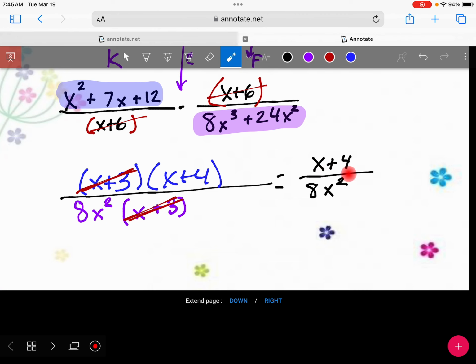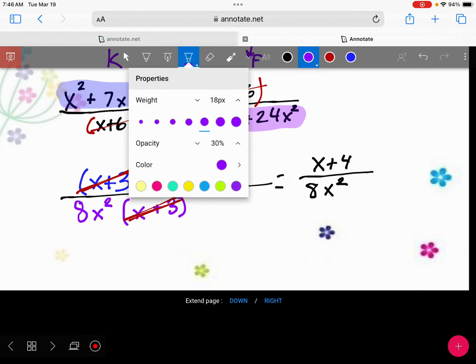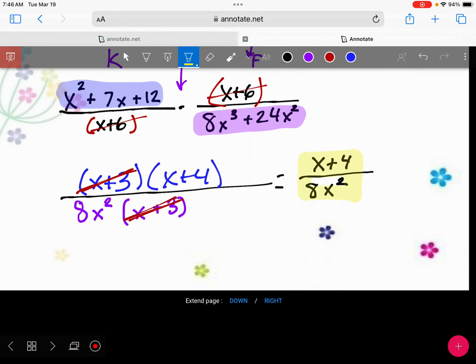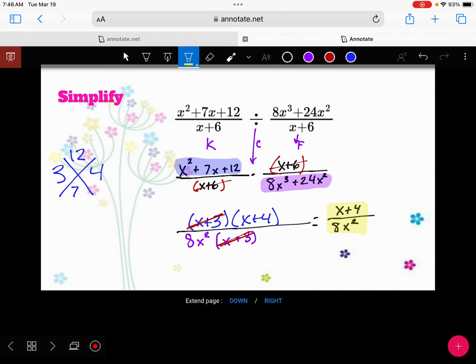We cannot simplify inside addition pieces. So this was one factor. We cannot keep going here. We can only simplify if pieces are being multiplied. So this is our answer. Do not try and keep going once we're down to just addition or subtraction in either numerator or denominator. You can only simplify pieces that are multiplied. So that is our answer right there. And our x plus 4 over 8x squared.